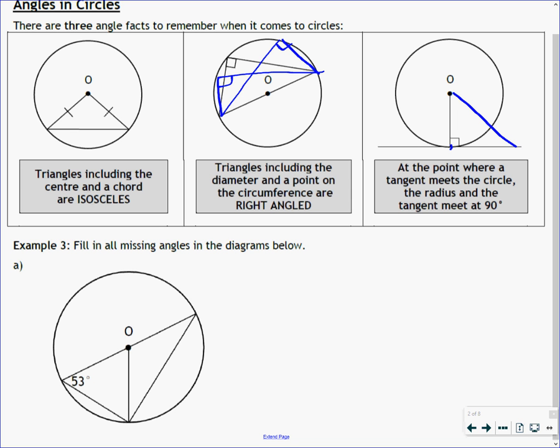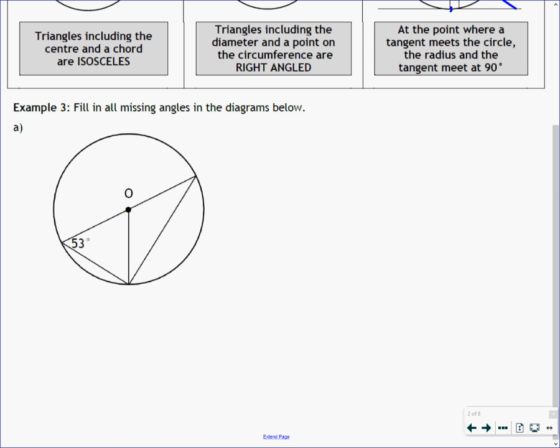Okay? So example 3, it says, fill in all the missing angles in the diagrams below. So the first thing that we have here is a circle with centre O. Now, if the line is going through the centre from one side to the other, you can assume that it's cutting the circle in half. So that means that we're dealing with a semicircle. So if this line here is a chord, and this line here is a chord, they must meet at right angles.